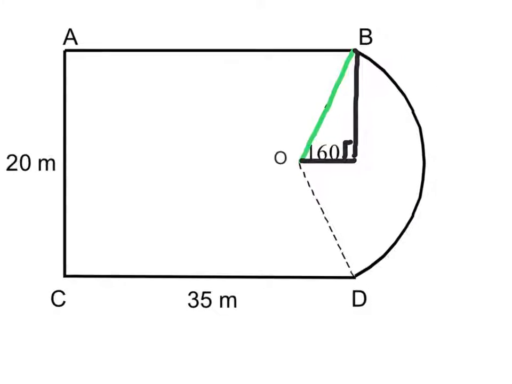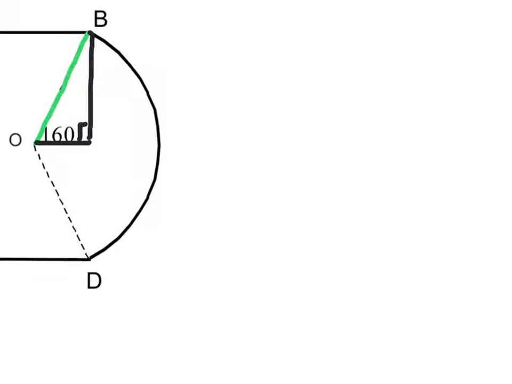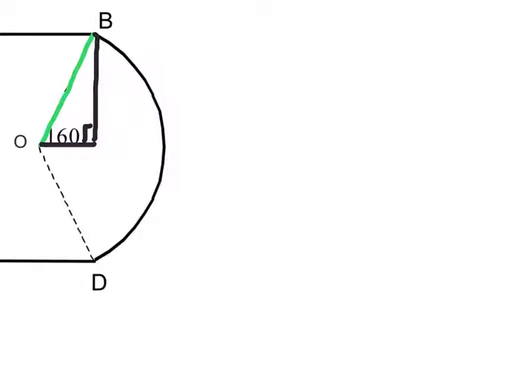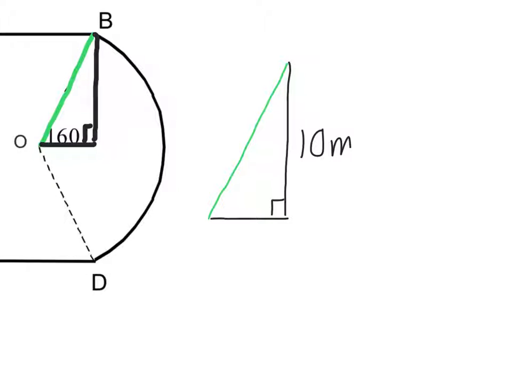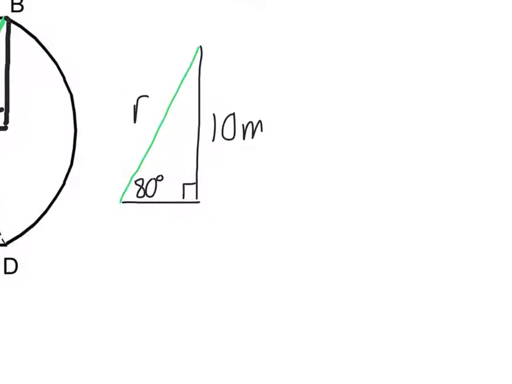So again, we'll just create a bit more space by moving this over here. So the first thing I'm going to do is draw the triangle a bit bigger so we can see a little bit more detail. So our right angle is here. We know that this length is 10 meters. This is the radius, the length we're trying to find, and the angle in here is 80 degrees. So we can use SOHCAHTOA to find that.